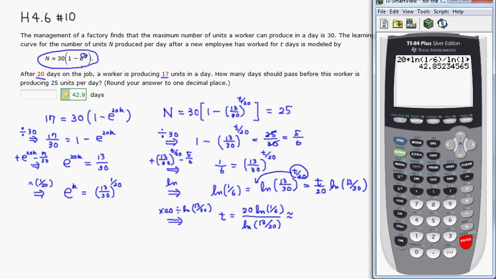This came out to be about 42.85, so it's going to round up to 42.9 days. So you can see that it's 42.9 days, which is the right answer. All right, that's it. I hope that this was clear.